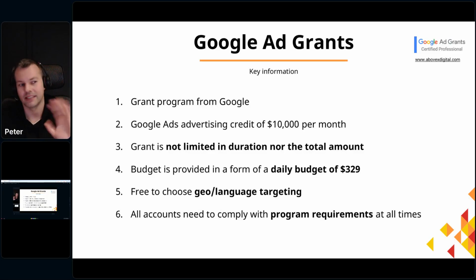Before I get into benefits, again, just a very short intro for those of you who are not familiar with the program. Google Ads is obviously a grant program from Google, where Google gives you as a nonprofit an advertising credit worth roughly $10,000 per month. I say roughly because it's a daily budget of $329. So depending on how long the month is, the total amount also varies a bit. And this grant is not limited by time, and it's not limited by the total amount. So once you get approved, you'll keep getting this grant.